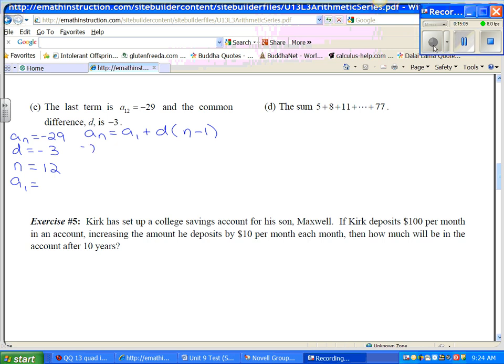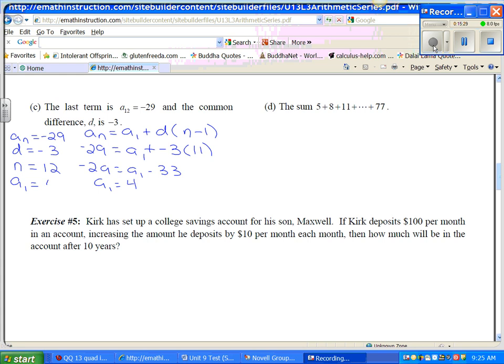Okay, so we have a sub n. We don't know a sub 1. We have d, and we have n, right? We'll make that 11. So we get negative 29 equals a sub 1 minus 33. A sub 1 equals 4.